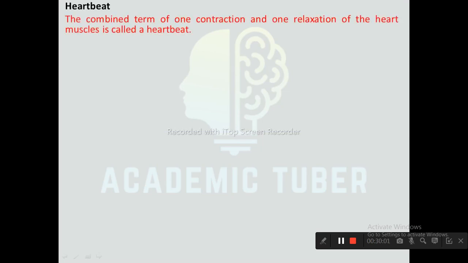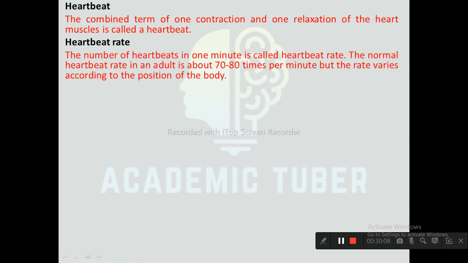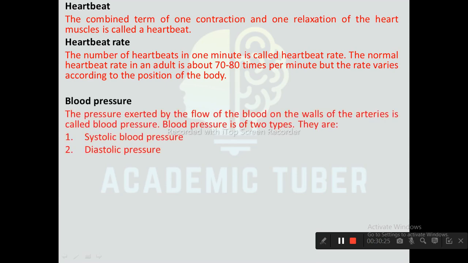Heartbeat. The combined term of one contraction and one relaxation of heart muscles is called heartbeat. Heartbeat rate. The number of heartbeats in 1 minute is called heartbeat rate. The normal heartbeat rate in an adult is about 70 to 80 times per minute, but the rate varies according to the position of the body. Blood pressure. The pressure exerted by the flow of the blood on the walls of the artery is called blood pressure. Blood pressure is of two types, they are systolic and diastolic.